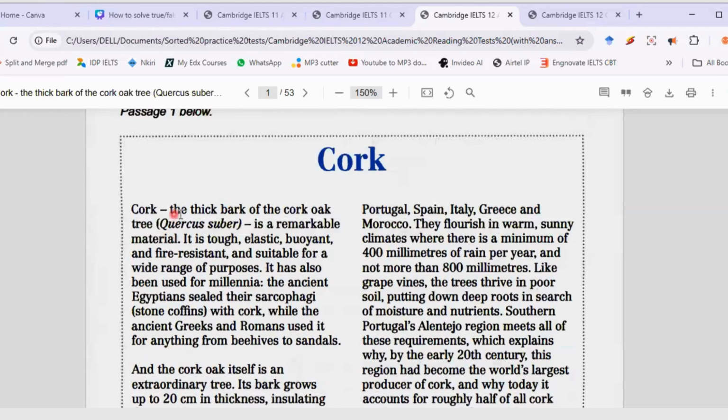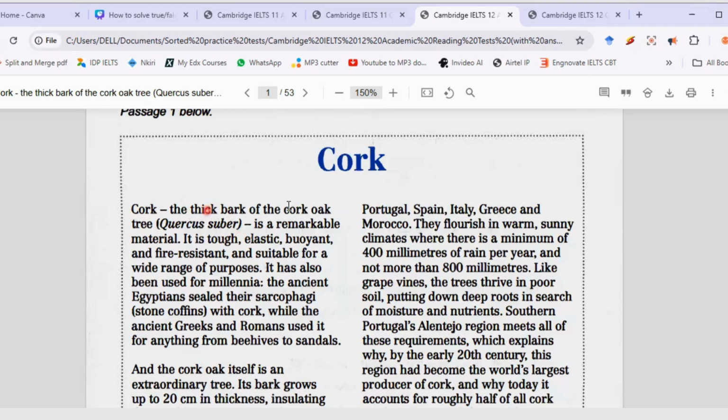Cork, the thick bark. Can you see thick bark? They did not write thickest here. They wrote cork, the thick bark. They didn't say thickest. So don't say that, because you are saying thick, you will now go and pick true. That's an error. Let's go on.